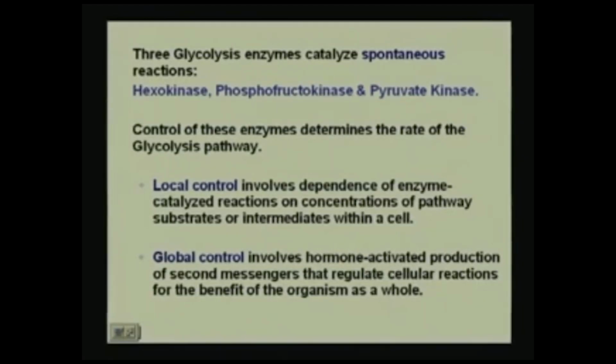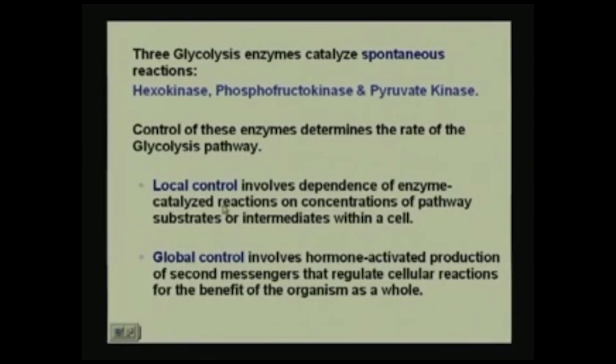So once glucose forms glucose 6-phosphate, it is trapped in the cell. So the control of these enzymes actually determines the rate of the glycolysis pathway. There are two types of control. We have local control and global control.